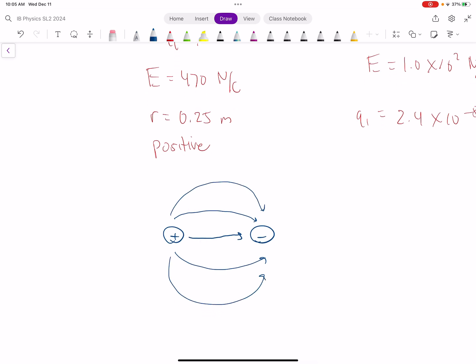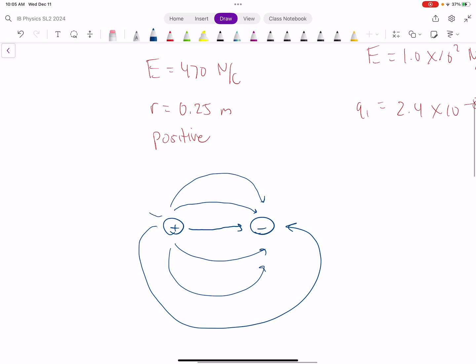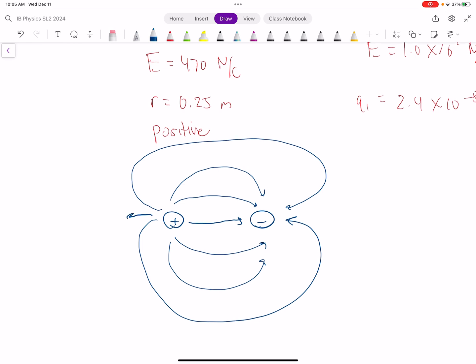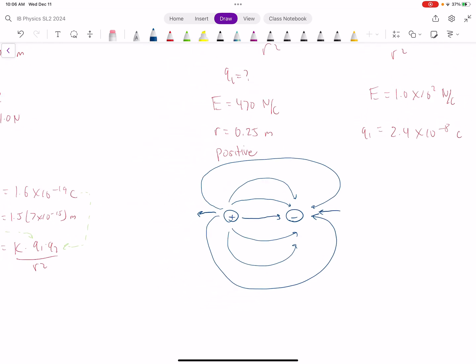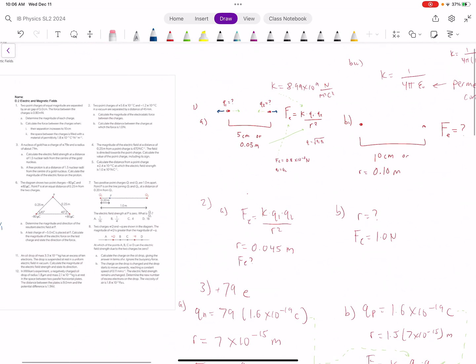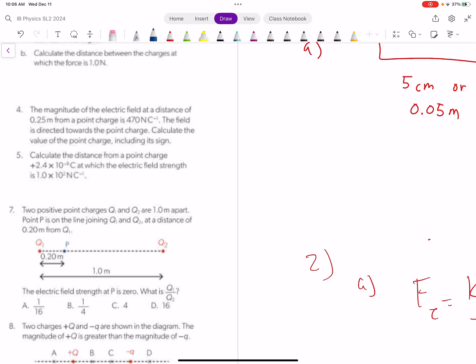Now, one thing that students are interested in is the field does this thing where it comes out the other side too. It goes in the other, so it's like it comes all the way out and goes back in like this. So that's why we need more space. But in a way, this is going out like this, and this is coming in like this. So, anyways, the question could be saying, this is kind of vague, to be honest. It says calculate the value of the point charge, including the sign. The field is directed towards the point charge.